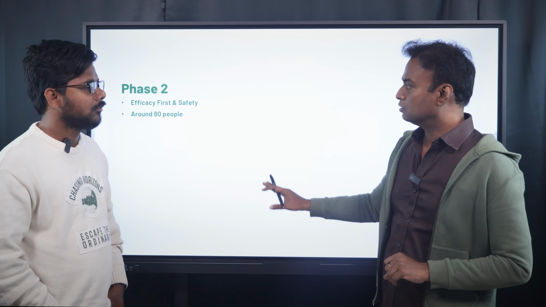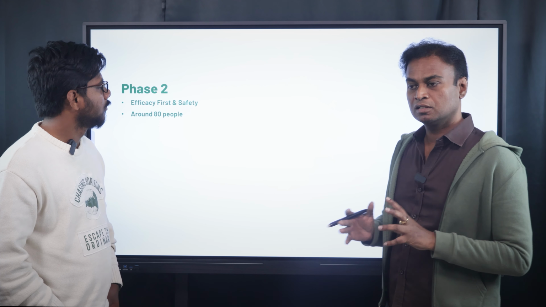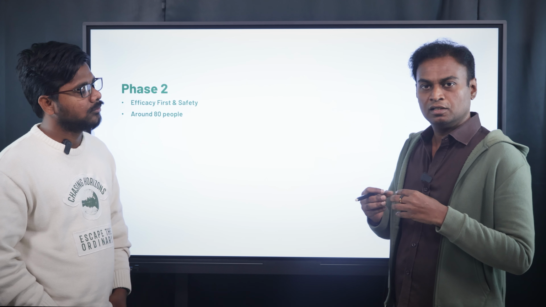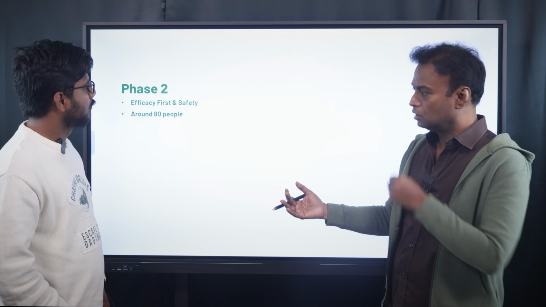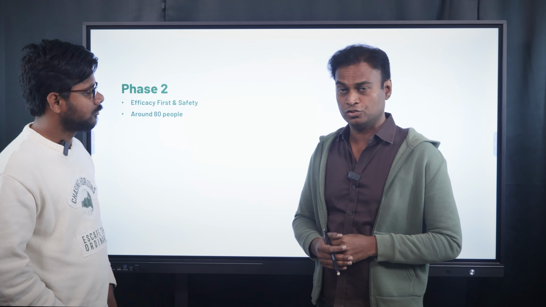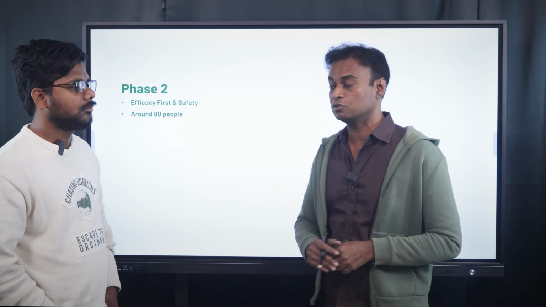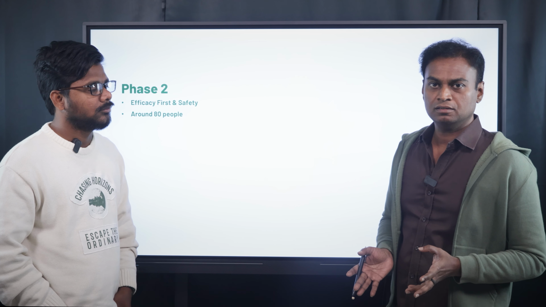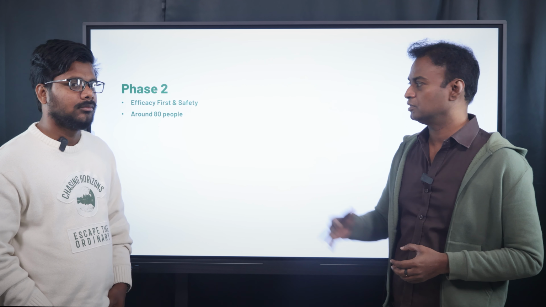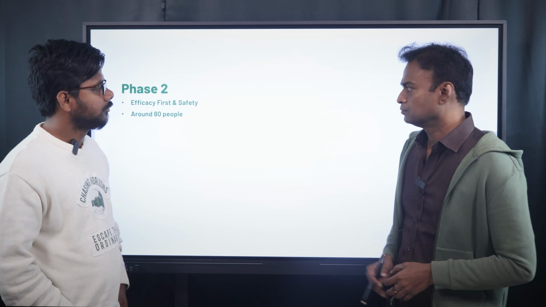Here the importance is given to efficiency. What is efficiency here? Is the drug efficient? Is the drug doing its intended purpose? For example, if you are doing a drug on obesity, is the drug reducing obesity or not? That is done in phase 2. Here the importance is always safety, and efficiency is also considered. It is normally done on around 80 people, because it is already safe, so it will be done on around 80 people.